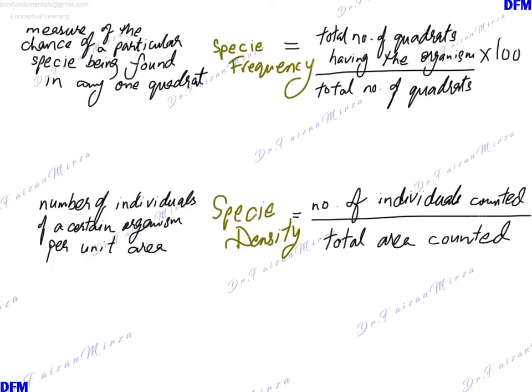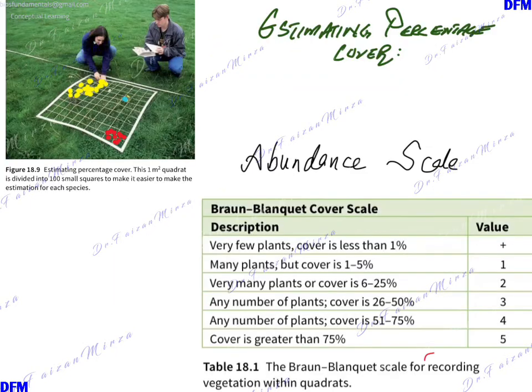We use species frequency and species density. Species frequency is a measure of the chance of a particular species being found in any one of the quadrats. How do you calculate species frequency? The total number of quadrats having the organism is divided by the total number of quadrats, and you multiply it by 100. How is species density calculated? Species density takes into consideration the total area counted. So we'll be using the number of individuals of a certain organism per unit area. So, number of individuals counted divided by total area counted.